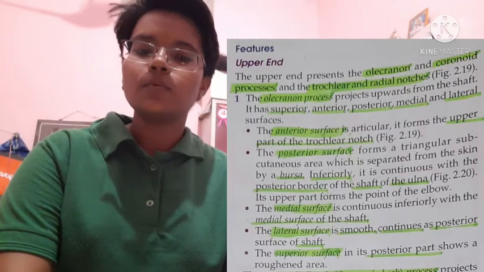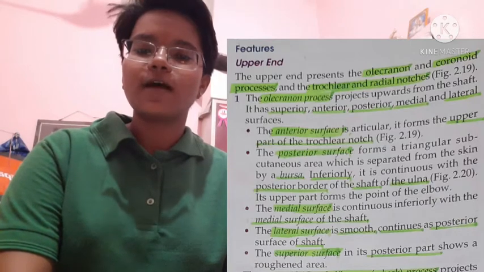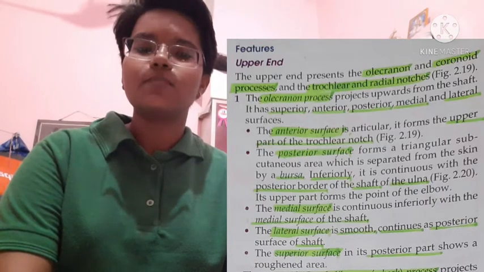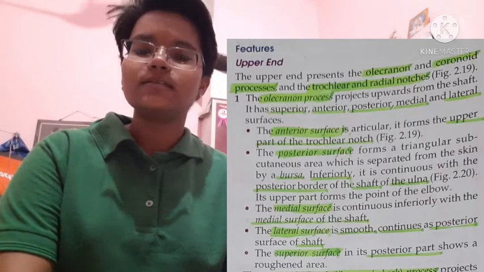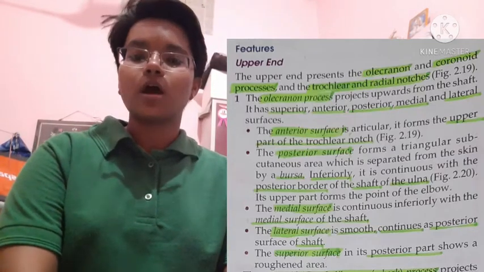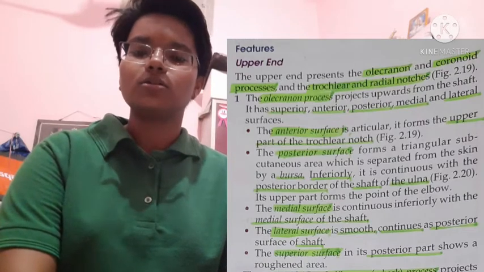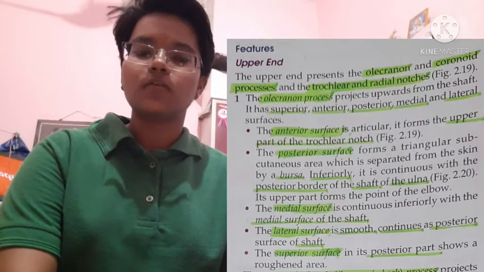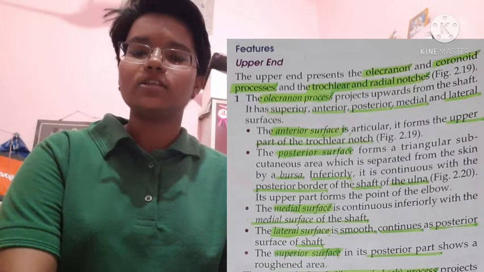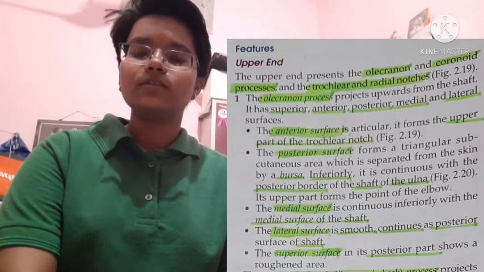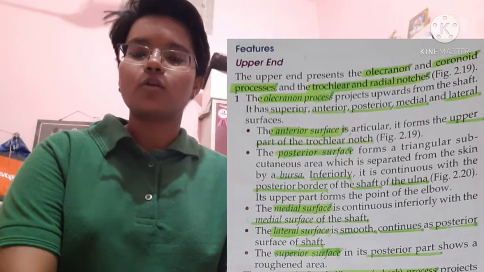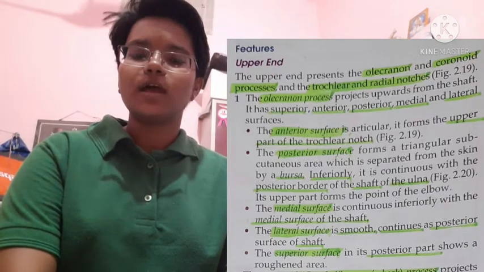The olecranon process projects upward from the shaft. It has superior, anterior, posterior, medial and lateral surfaces. The anterior surface is articular. It forms the upper part of the trochlear notch. The posterior surface forms a triangular subcutaneous area which is separated from the skin by a bursa. Inferiorly, it is continuous with the posterior border of the shaft of the ulna. Its upper part forms the point of the elbow.